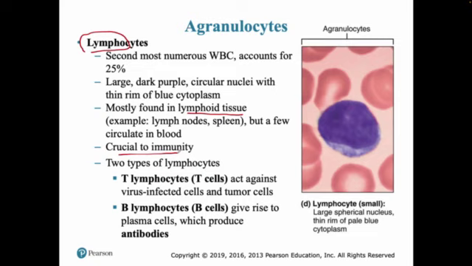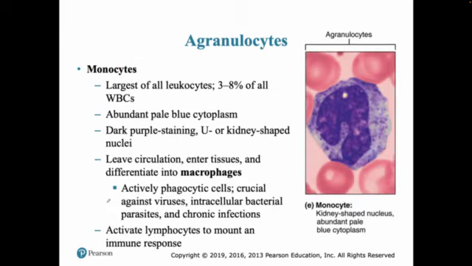Now B lymphocytes are also called B cells. They give rise to plasma cells, which give rise to antibodies. Antibodies actually fight against foreign infections. All right, so they're super important, critically important. They're a very important part of our immune system.